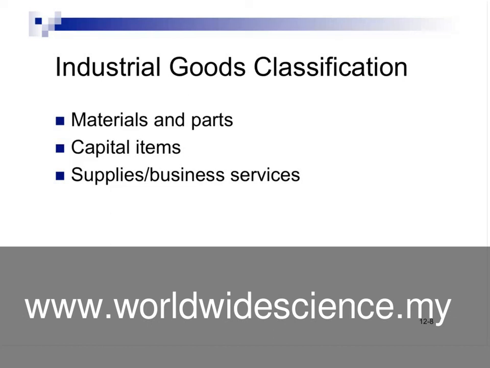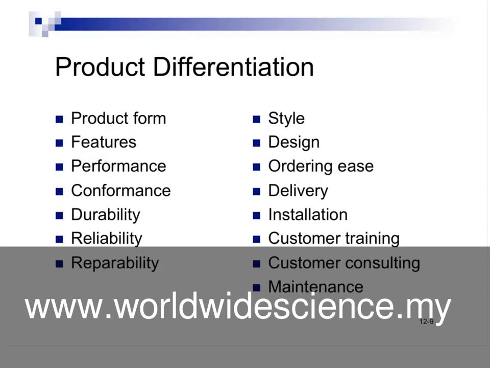Then we are going to talk about the differentiation of the product. How do we differentiate the products from each other? One of the factors is their form. So how they look, their features, what they do, their performance, what the quality of their performance is, or how good they are at doing those things. Then performance, as I mentioned, is the level at which the product's primary characteristics operate.